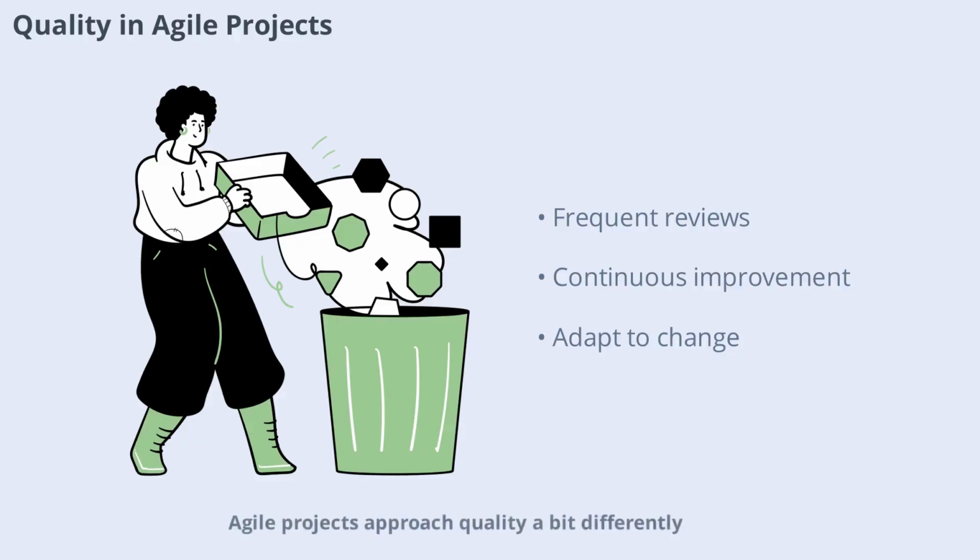Agile projects approach quality a bit differently. Quality is built into every iteration with frequent reviews, testing, and feedback loops. Agile teams focus on delivering value quickly while maintaining high standards. By embracing flexibility and continuous improvement, Agile projects can adapt to changing requirements without sacrificing quality.